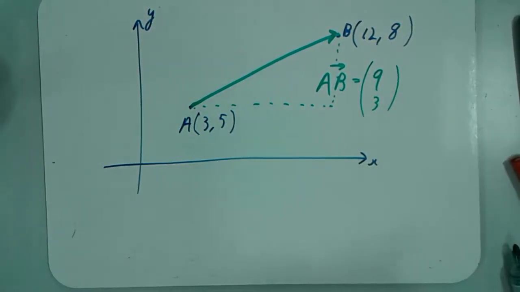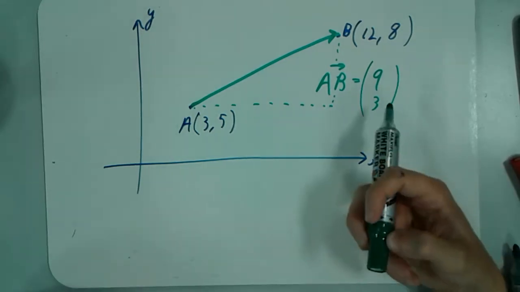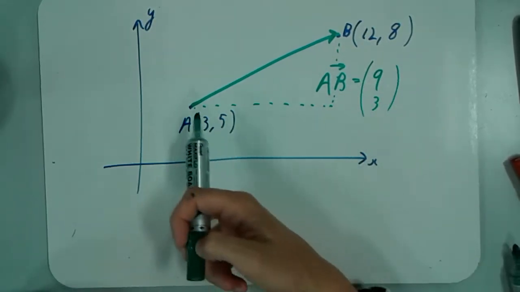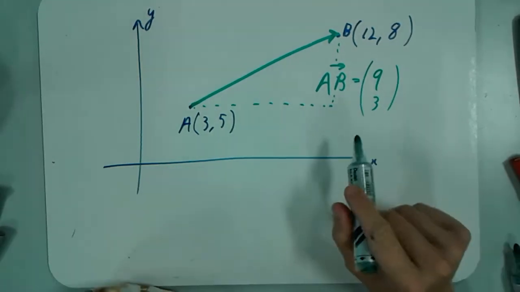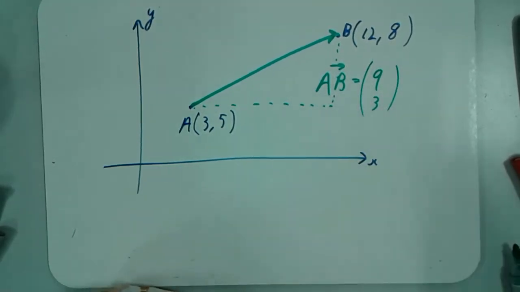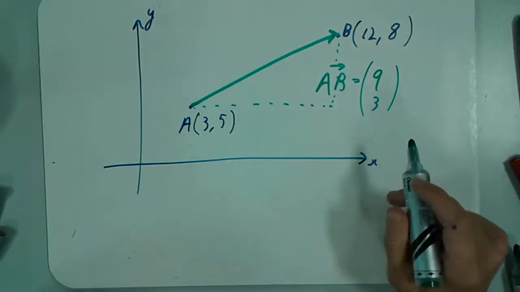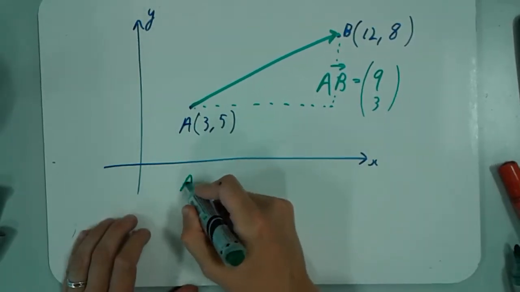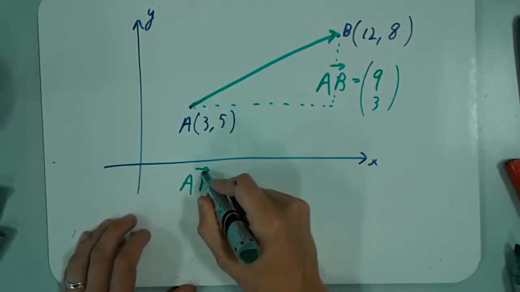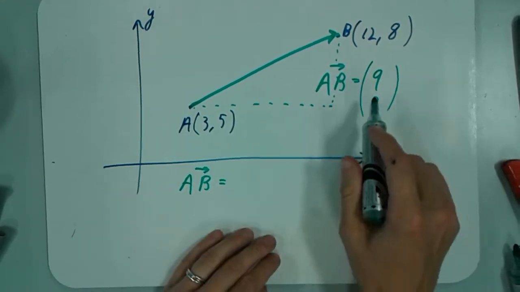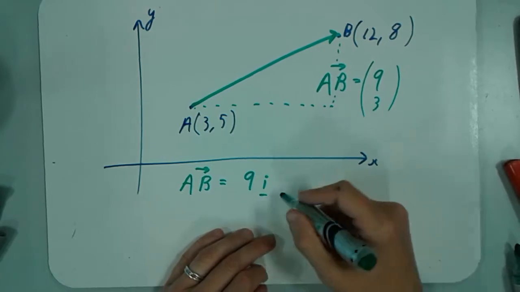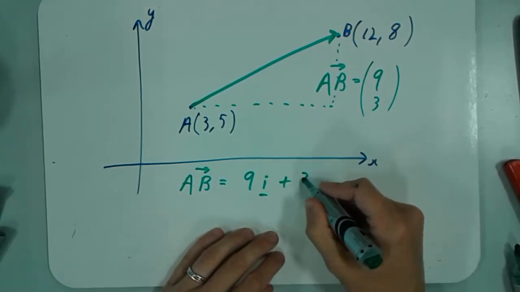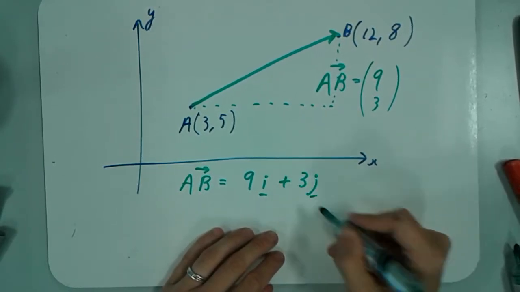And we can represent that as a vector, similar to a coordinate, but when we write it vertically, it's describing a movement. Okay? So we have our vector AB. There's an alternative notation for this. We could also write it as AB, and we could say that that is 9 lots of i plus 3 lots of j.